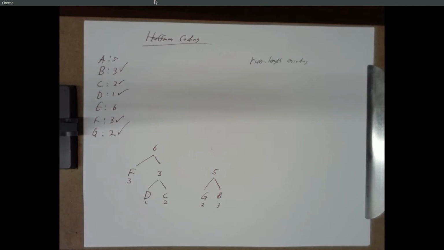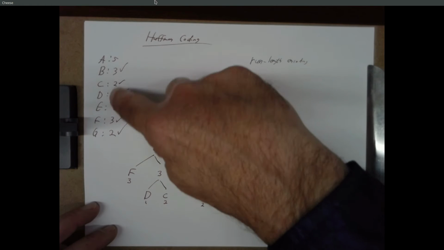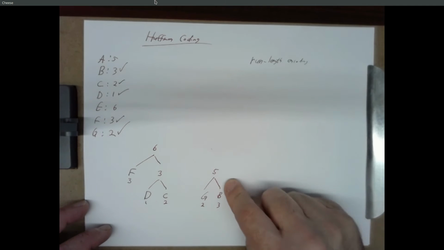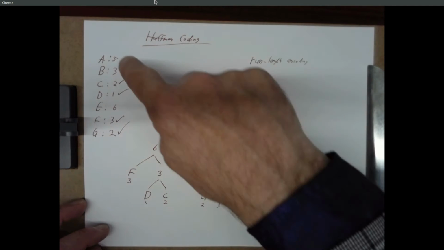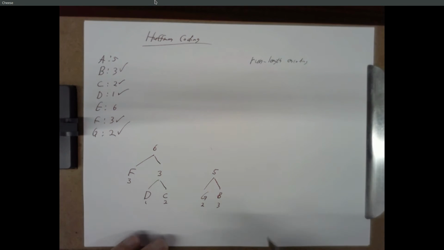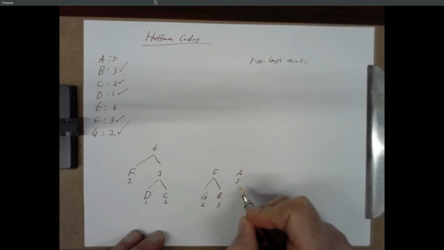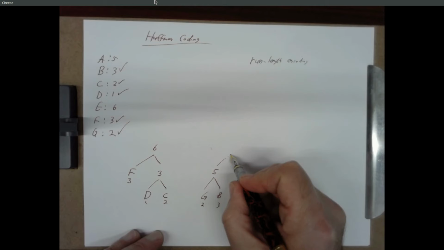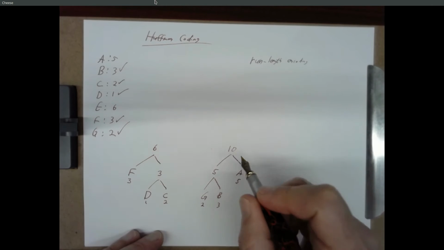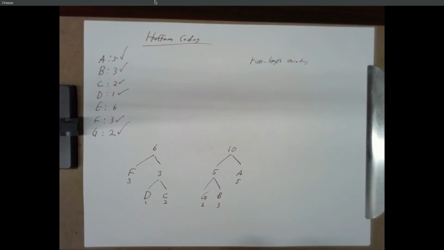You get what I'm doing? We just keep doing this. Find the 2 lowest frequencies. I have a 5, a 6, a 6, and a 5. The 2 5s are lowest. So there's an A and a 5. I'm going to put this over here just so it's easier to draw. Those combine to a frequency of 10, and the A is gone.